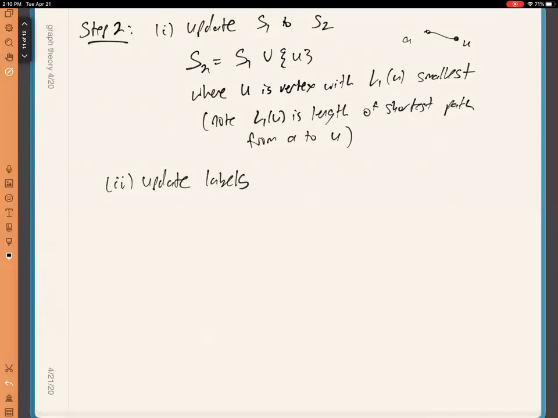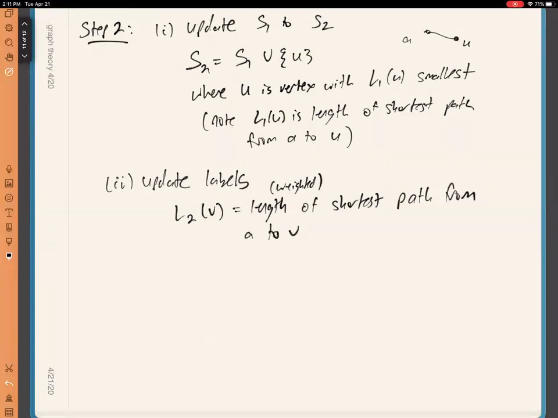You're going to update the labels in the following way. Instead of L1, now I'll have labels L2. This is going to be the length, again the weighted length, of the shortest path from A to V, but the path is only allowed to include vertices in S2 and V.